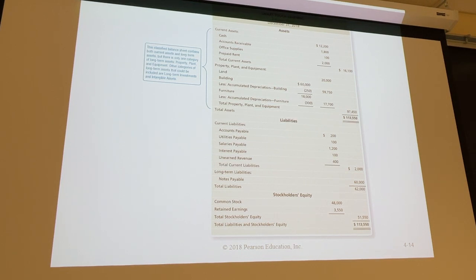And then under liabilities, first we have the current liabilities, and the current liability accounts they list there are accounts payable, utilities payable, salaries payable, interest payable, and unearned revenue. Then they give a total for all of the current liabilities. Then for long-term liabilities, in this particular example, they only have one account, which is notes payable. And then they show a total for all liabilities. Then for stockholders' equity, there's really nothing different here than what we've studied in the previous chapters in the book.